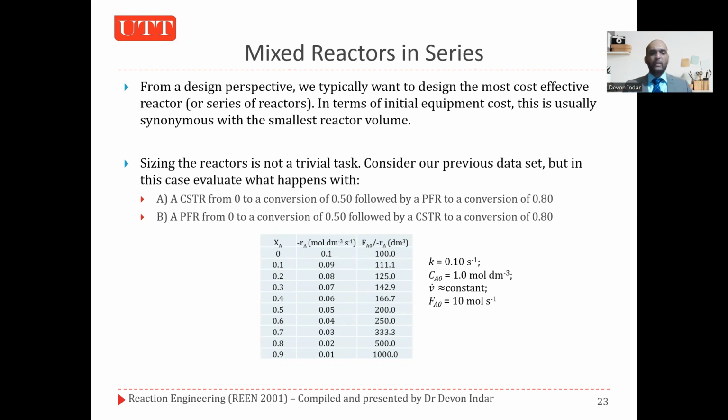In terms of design, we typically want to minimize the volume of our reactors to minimize our capital cost. Usually those two parameters are directly related. So let's look at the same example, the same data set we've been doing before. In this case, suppose you wanted to have a CSTR first that took the reaction from 0 to 50% conversion, and then a plug flow reactor from 50 to 80%. And as another question, suppose you wanted to do a PFR first from 0 to 50, followed by a CSTR from 50 to 80. Now in this case, we know the rate law. We have all the rate parameters here, so we can do this analytically. We don't need to use any numerical methods here.